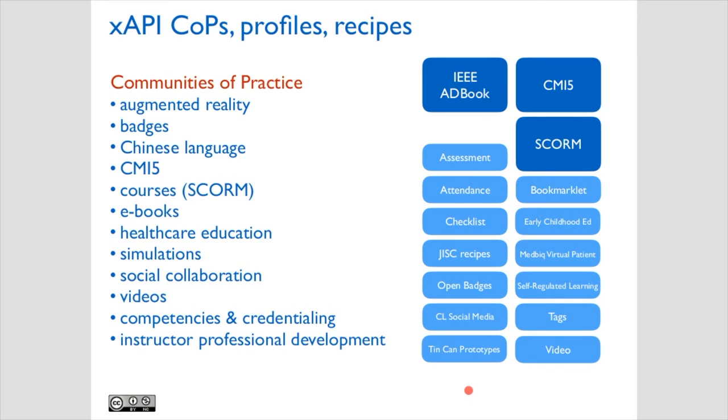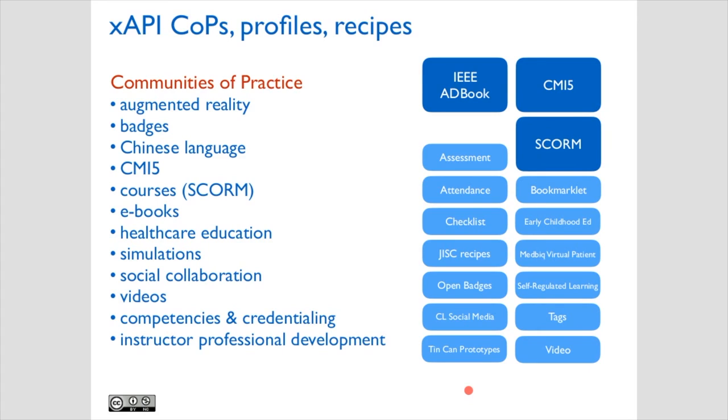Anthony has done a great job of listing out several of the active communities of practice that are going on. What he has listed on the right of this slide are really these different profiles or recipes that we have available to us. The big ones, probably most fleshed out in terms of their scope, would include things like cmi5, which is a continuation of the work that was done within AICC, now being stewarded by ADL.